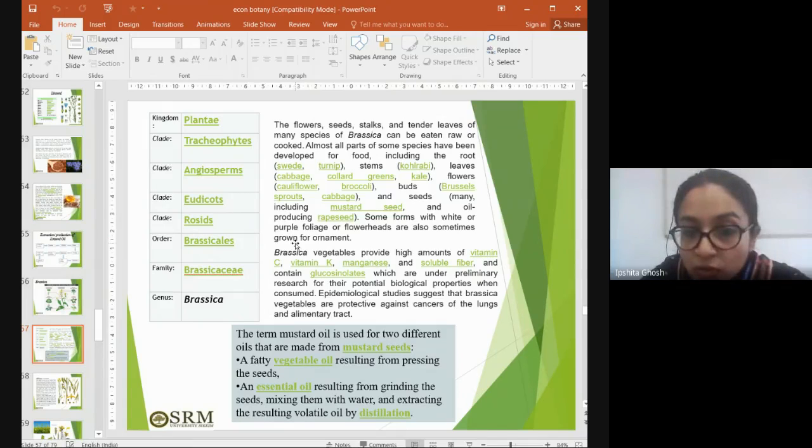So as of now, we know that it has a very rich nutritional profile. But yes, there are some evidences that they can be helpful to fight cancers of lungs and alimentary tract. But yes, still a lot of research has to be done to confirm that this is actually helping the cancer patients. Okay. So mustard oil consumption is considered very healthy.